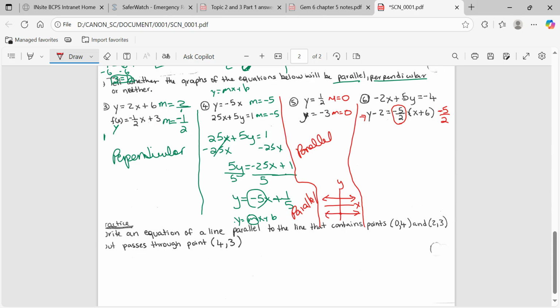The first one, though, the form is standard. I can't tell the slope from that form, so I'm going to have to work for it. So -2x plus 5y is equal to -4. I'm going to add 2x to both sides, so that 5y is equal to 2x minus 4. Then I would divide both sides by 5, and y is equal to 2/5 x minus 4/5.